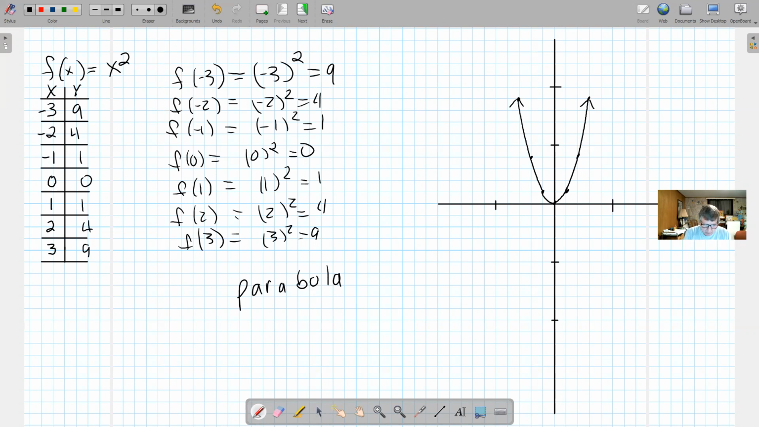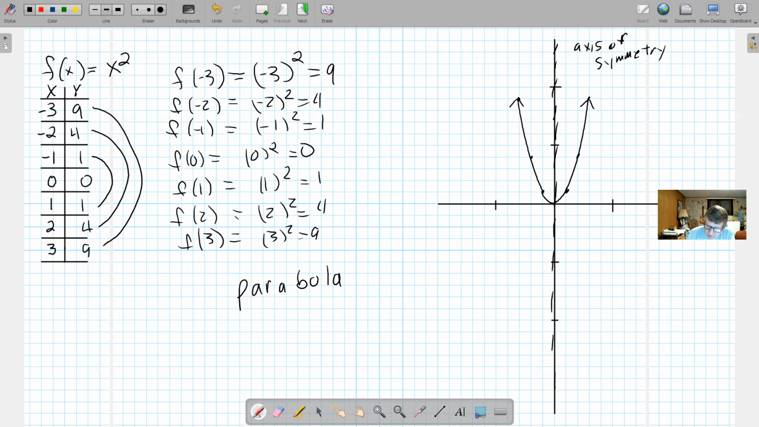And this parabola, notice if we look at the table, there are some repeated y values. And what that causes, if we look at our graph, is that it is symmetric about a line, which in this case is the y-axis. And this is called the axis of symmetry. Okay, so the parabola is symmetric about this axis of symmetry.